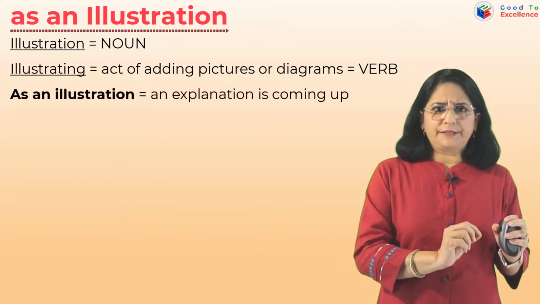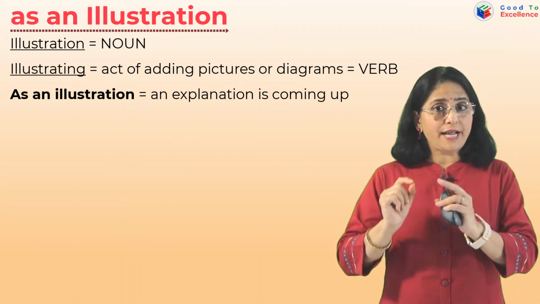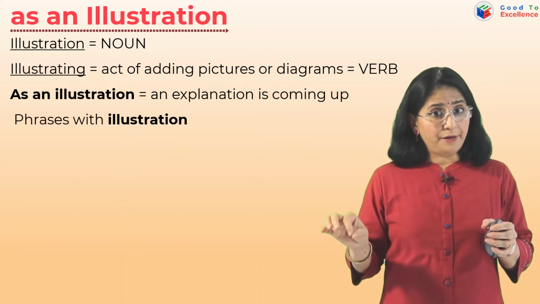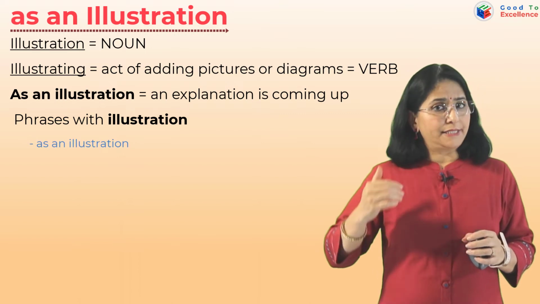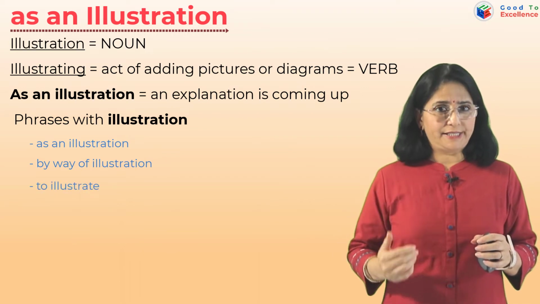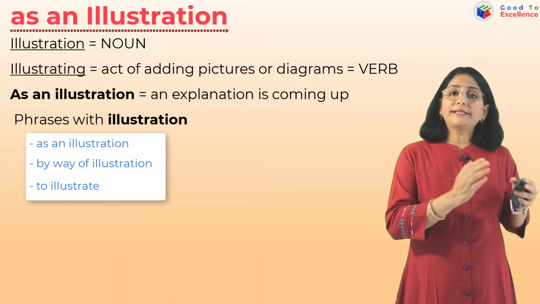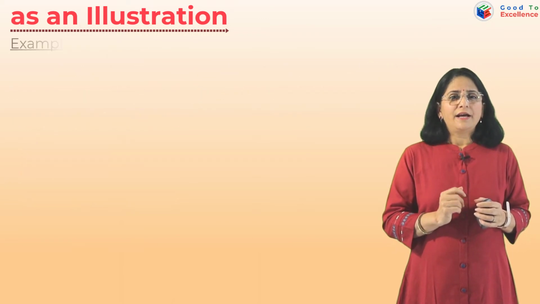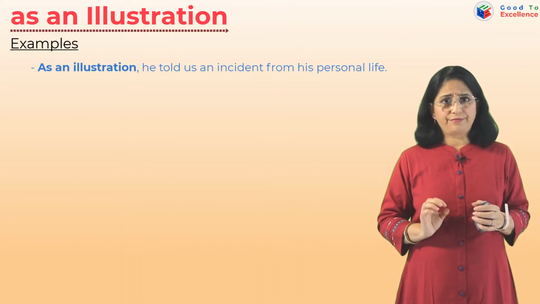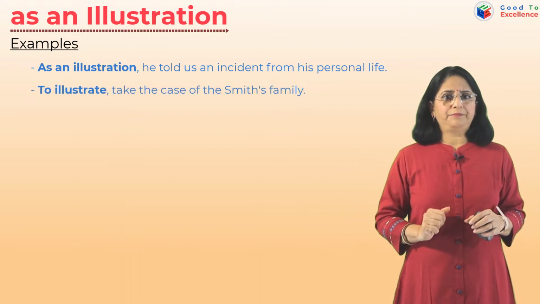The transition phrase as an illustration is used to tell the reader that an explanation is coming up. Phrases with illustration are: as an illustration, by way of illustration, to illustrate. Let's illustrate the use of this phrase with a few example sentences. As an illustration, he told us an incident from his personal life. To illustrate, take the case of the Smiths family.